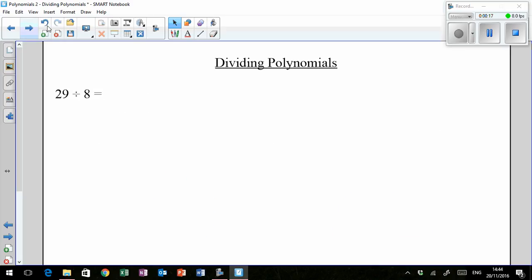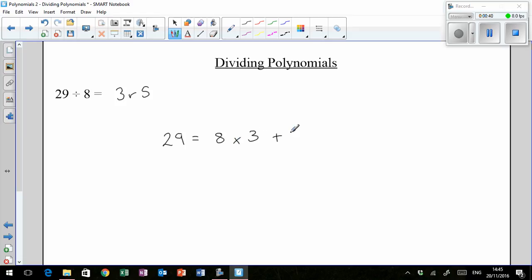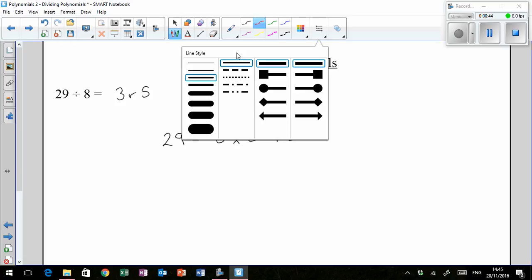Now, what we're going to look at first is a nice easy one. We're going to look at primary school sums: 29 divided by 8. Now, 29 divided by 8 from primary school would be 3 remainder 5. What that really means is that if you want to build 29, you can do 8 multiplied by 3 add 5. Just looking at that sum from a different perspective.